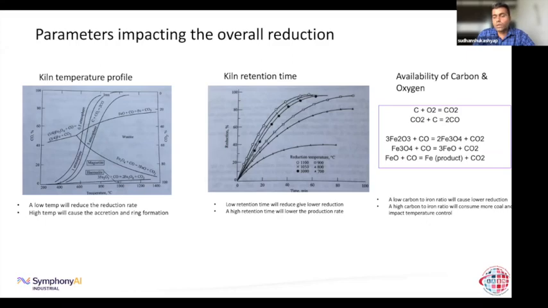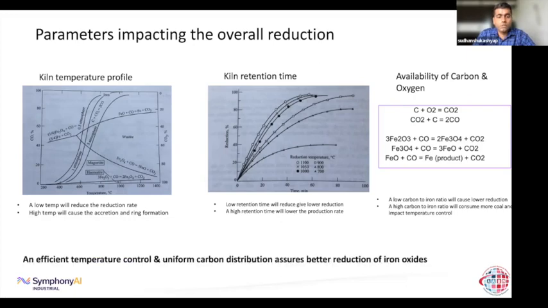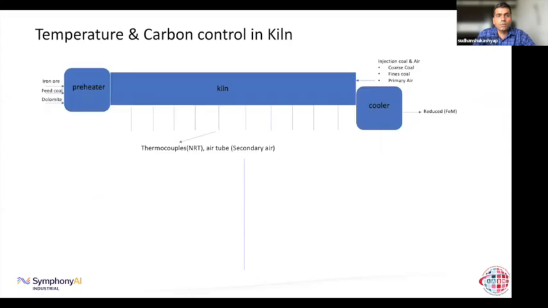So a lower carbon to iron ratio will cause lower reduction. If we are feeding less coal than required, of course, we are not going to achieve it. And if you put more carbon, that is also not nice, because you'll have problems with the temperature control, and also you are spending unnecessary coal. So basically, if you want to improve the overall process, efficient temperature control and uniform carbon distribution are very much needed.